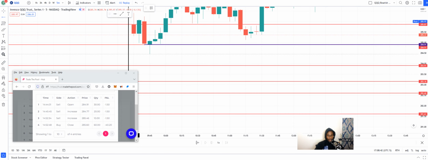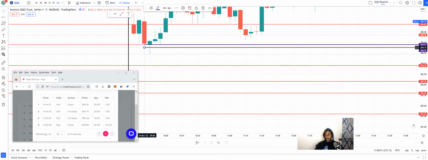And then the next one, 28477. Because of the spread, the trade might have been a little off. So at 28477, I increased by 20 shares, and then 28546, okay, this is in a different candle. So bear in mind, I have a sell here, I have a sell here, believing that it would continue down.